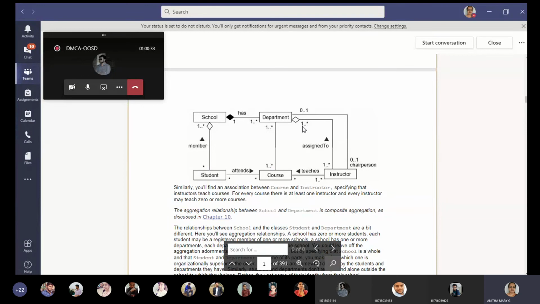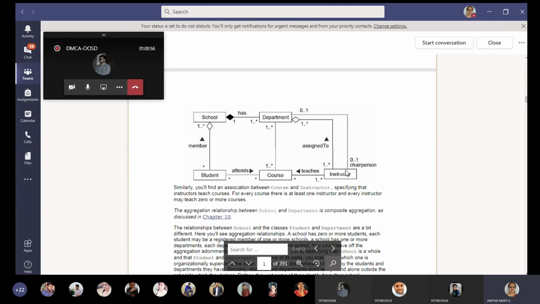Say suppose something like English, the general subjects, they may be assigned to many departments. So one or many instructors are assigned to one or many departments. So this is the first relationship between instructor and department. Moving on to the next relationship between instructor and department.